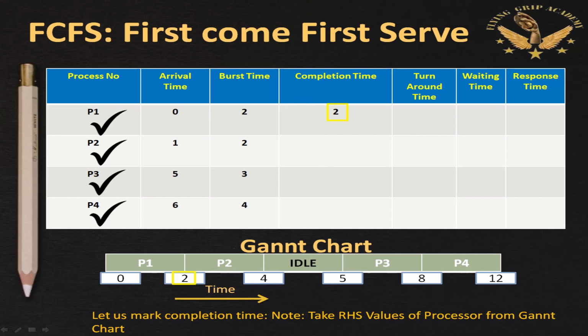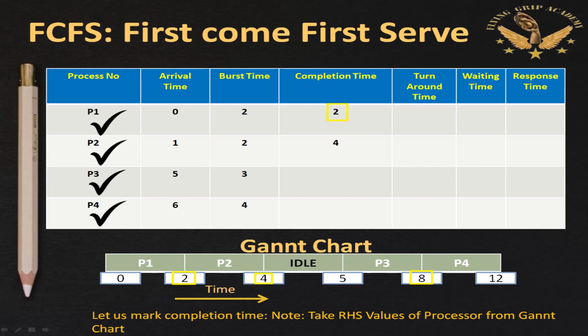Next, what have we done? P2 has completed at 4, so now we are going to mark the 4. Next, which process is going to arrive? P3. P3 is going to complete at 8.